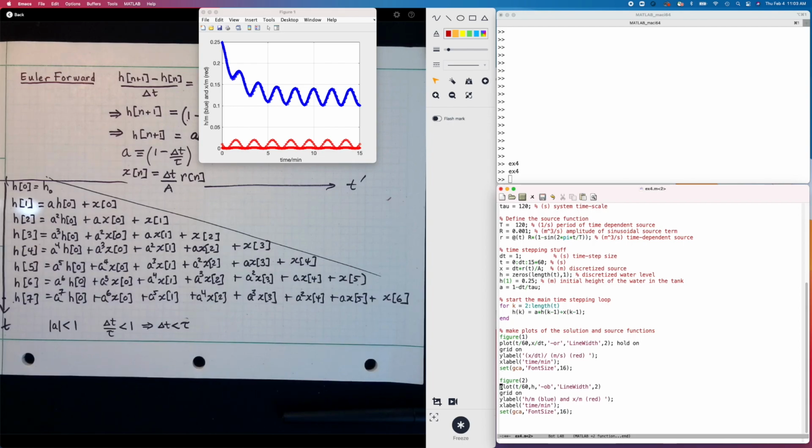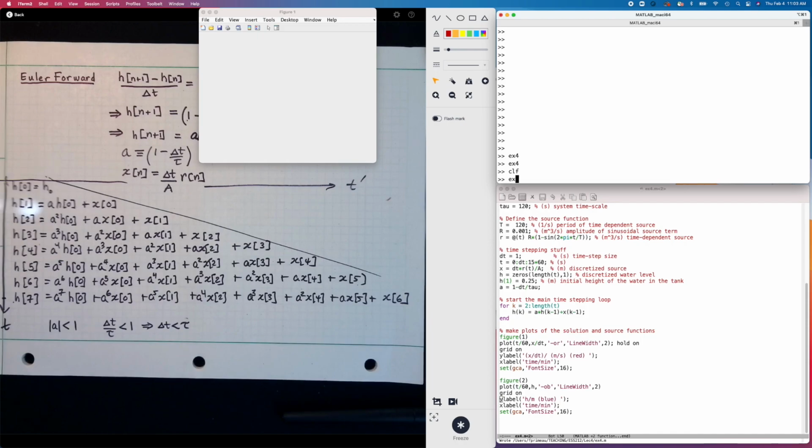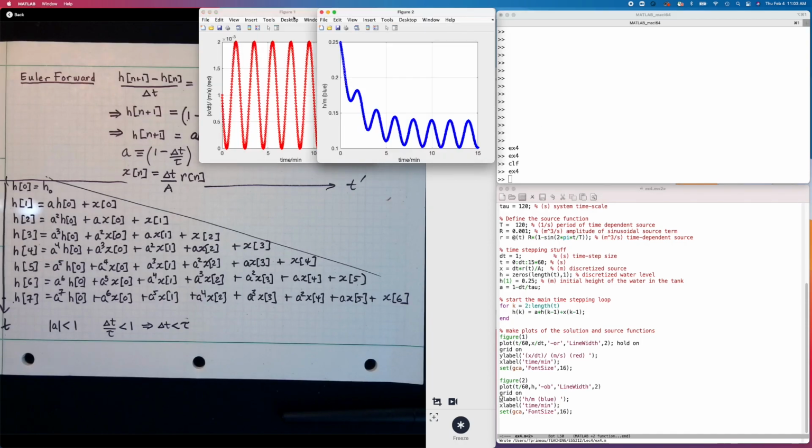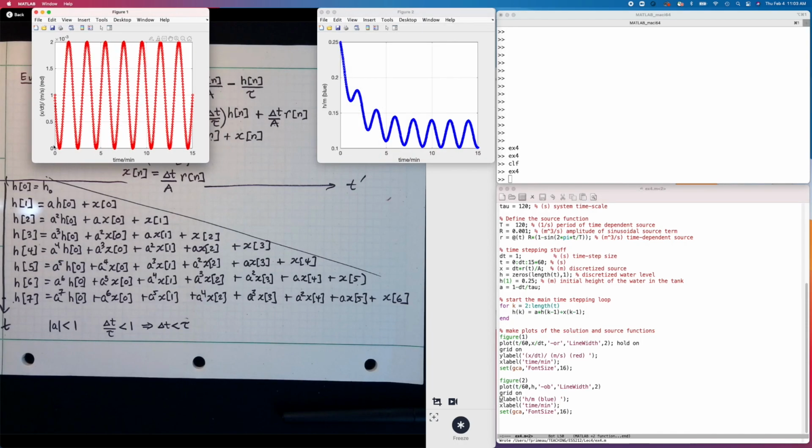And in figure 2, the solution, time. All right, let's try it again. CLF, dx4. Okay, so this is the input function bouncing around between 0 and 2 times 10 to the minus 3. And this is the response starting at 1/4 meter and then decaying with a time scale of roughly 2 minutes, and then eventually settling on the periodic final state.